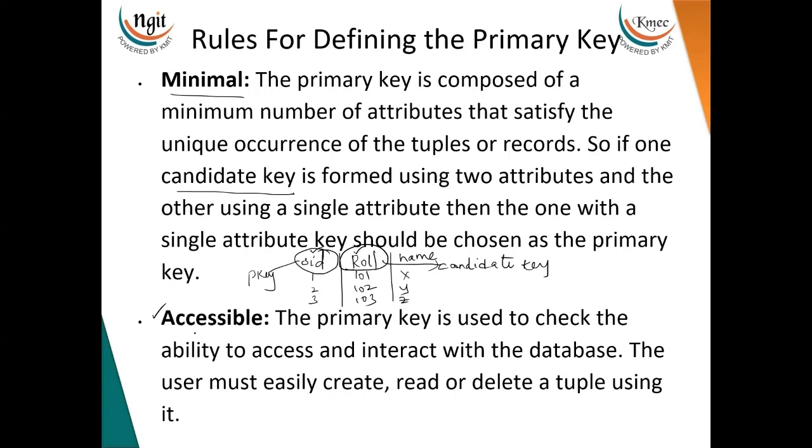And next, coming to accessible, which is one of the rules to be followed when we define a primary key. The primary key is used to check the ability to access and interact with the database. If it is a single attributed primary key, then it becomes easy to retrieve or to make any sort of operations when the user is able to access the data from the database, because it has fewer set of columns and there exists very few relationship among the tables. So thereby it becomes easy in accessing the data from the database.